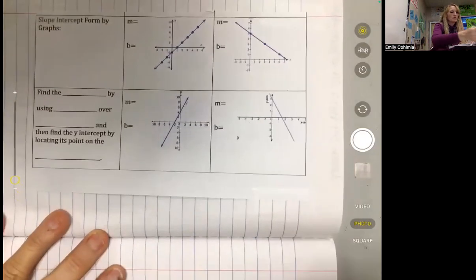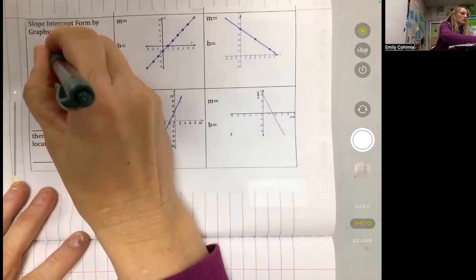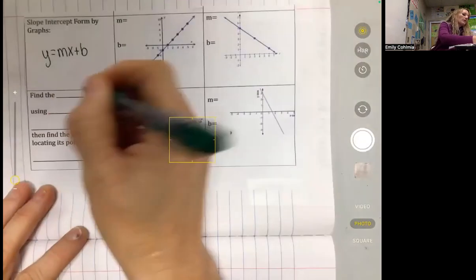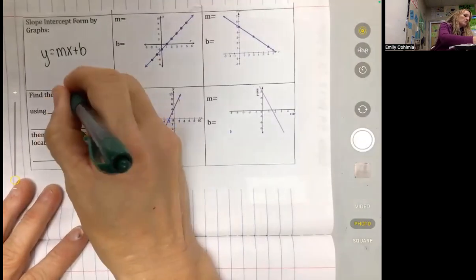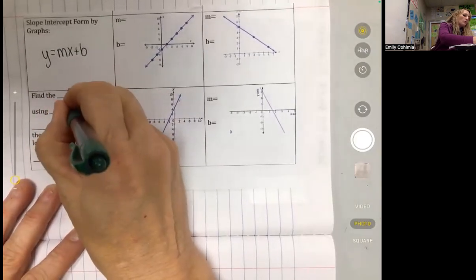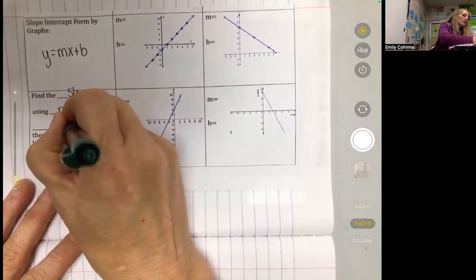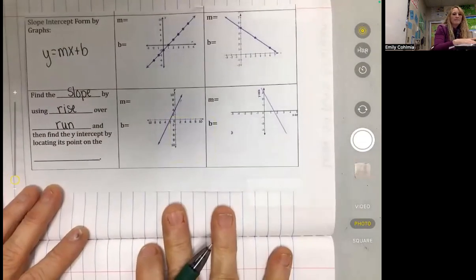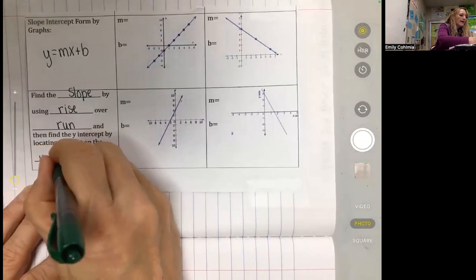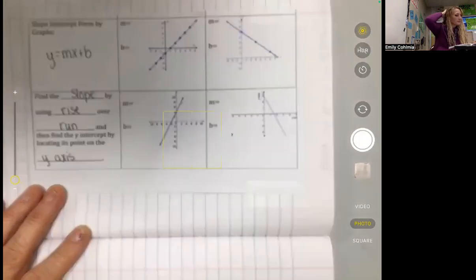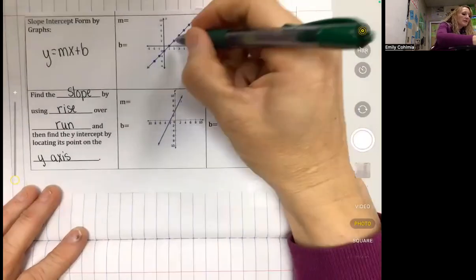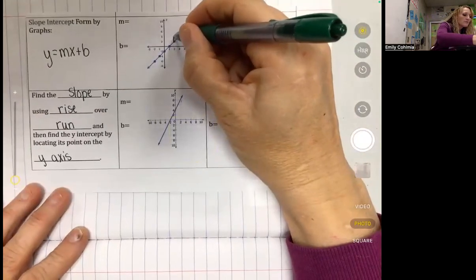Okay, so slope-intercept form of graphs. So remember, this is still y equals mx plus b. We are going to find the slope by using rise over run. Remember, that's how we find slope in graphs, rise over run. And then the y-intercept by locating the point on the y-axis. So the ones that have points on them, you can rise and run.